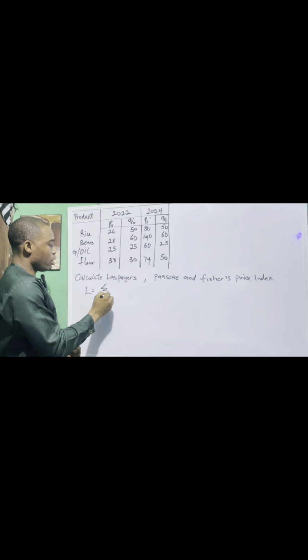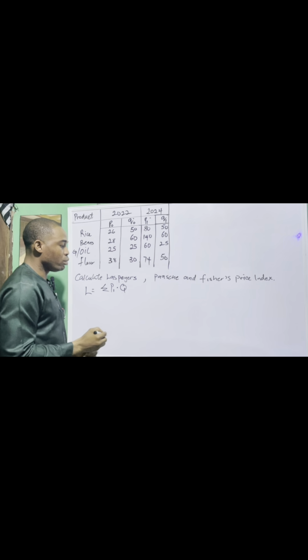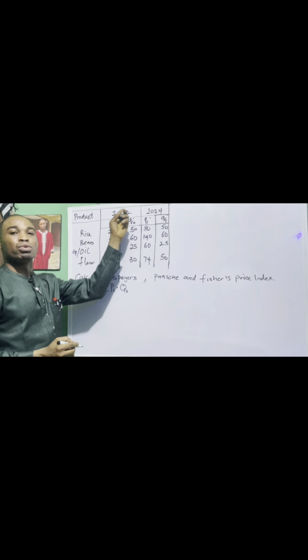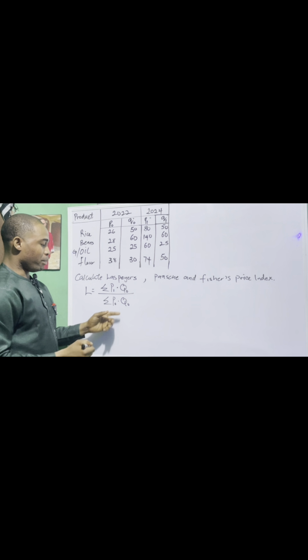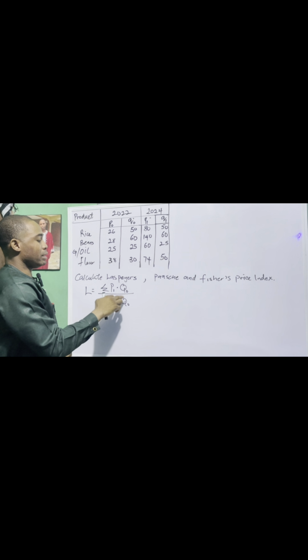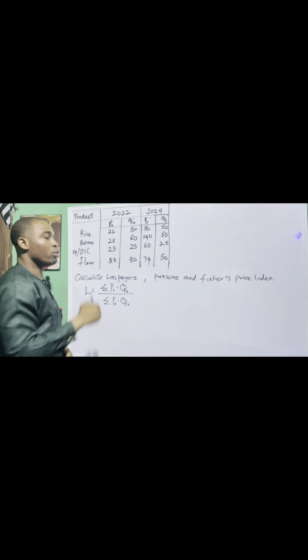And by doing so, what will be the formula for Laspeyres? That is the summation of P subscript 1, which is the current price, multiplied by Q subscript 0, which is the old quantity or base quantity in 2022. Then you divide it by the summation of base price multiplied by base quantity. What do you mean by base price here? That is the price for the product in 2022, which is my P0, and the quantity that they produced in that year, 2022, which is my base quantity.